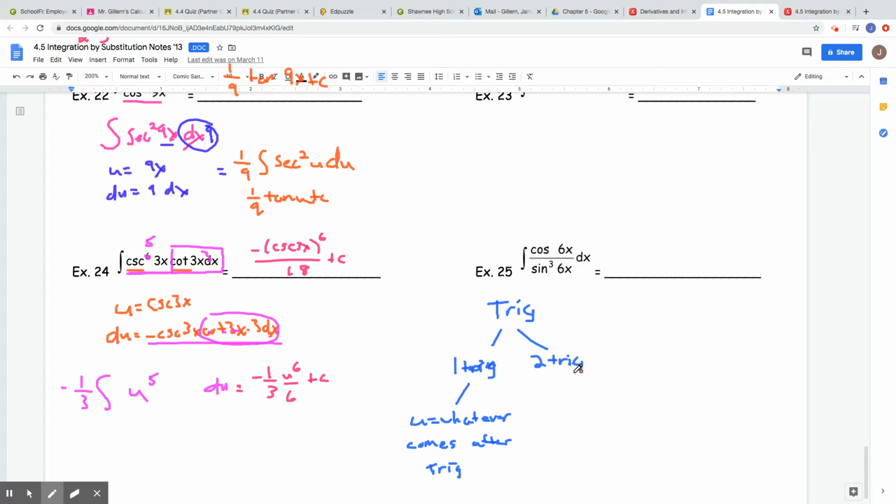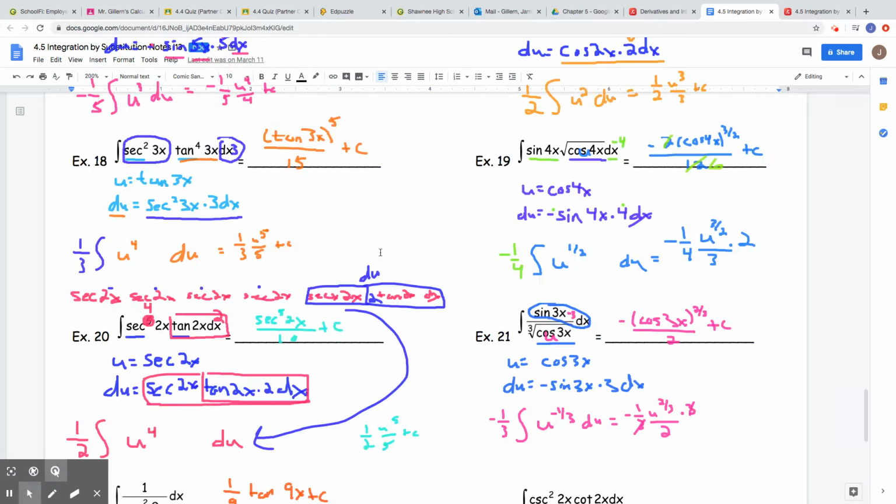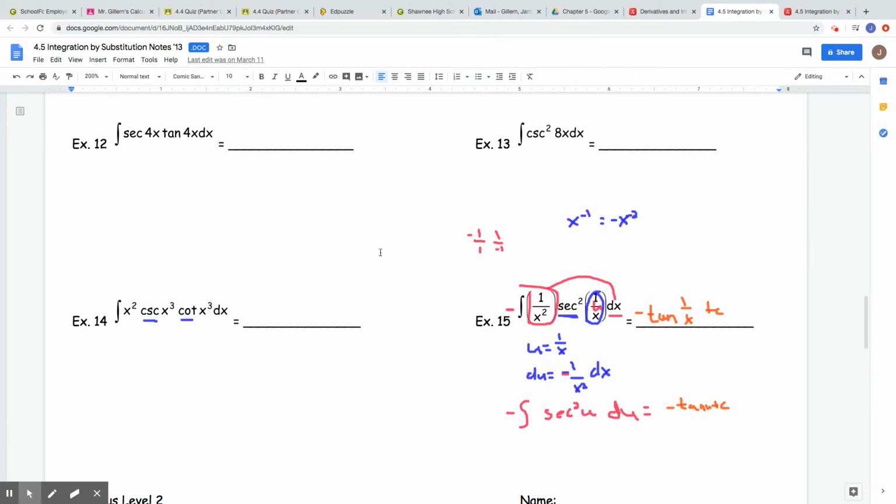If there's 2, then you have 2 things to ask yourself. Do they have the same power, or are they different power? If they have the same power, then u is whatever comes after the trig. An example of that was yesterday, on number 14 here. Cosecant, cotangent, they have the same power, 1 and 1. So u was whatever came after the trig function, which was x cubed. That would have been u in that problem.